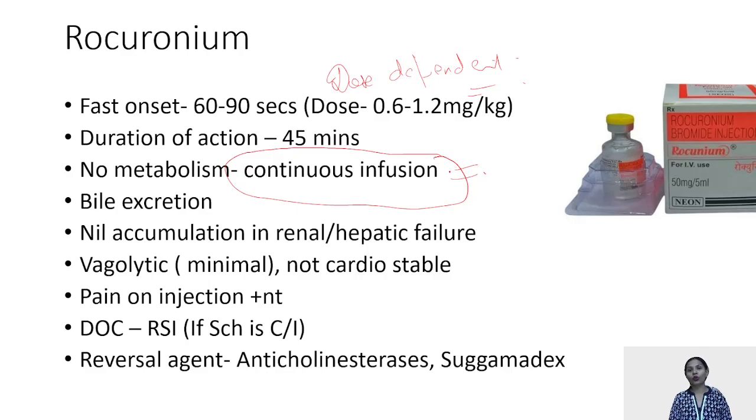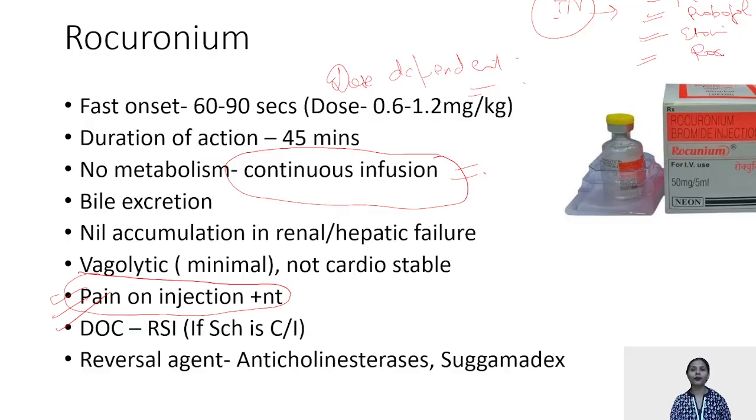The problem with rocuronium is majorly that it has pain on injection. Rocuronium is a painful agent. My next question is which IV induction agents can lead to pain. Your methohexitone can lead to pain, your propofol can lead to pain, your etomidate can lead to pain, and eventually your rocuronium also leads to pain. Methohexitone, propofol, please go and revise the class again. Etomidate and rocuronium, they all can lead to pain on injection.